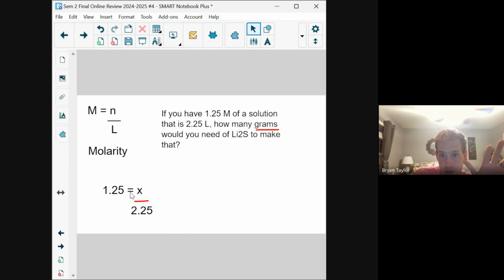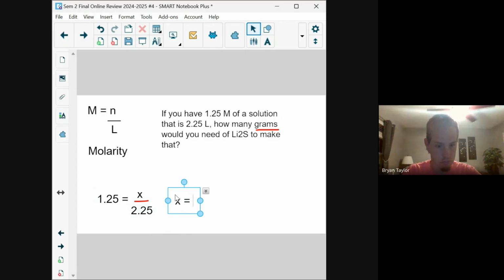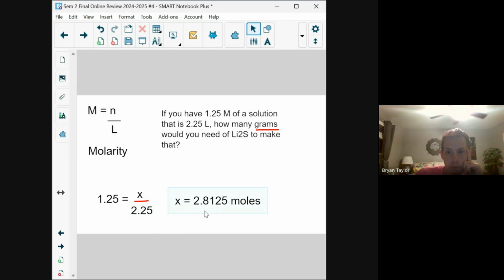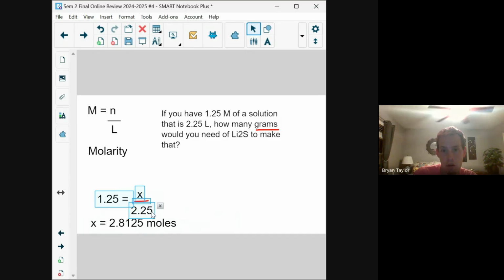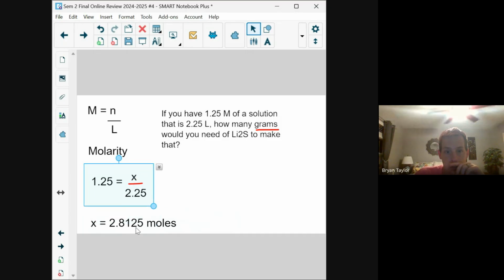Does anybody need me to solve X when it's like this? And if it helps you, I'm going to rewrite it maybe a little nicer. It would also maybe look like this, if that's a little easier to look at. Does anyone need me to solve this? Are we okay? Because the answer, okay, X is 2.8125 moles. Do I need to solve that? Be honest. There's nothing wrong with admitting it. That's what I'm here for. Do I need to explain how I got that?